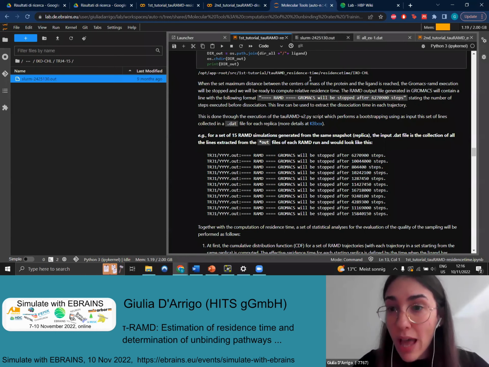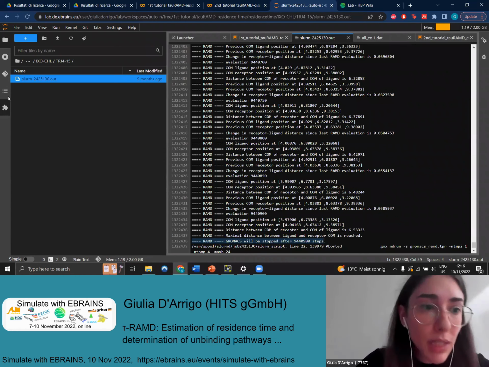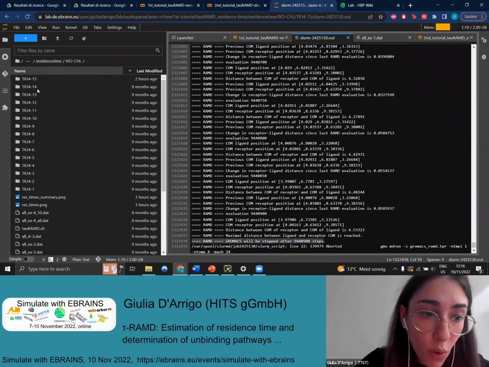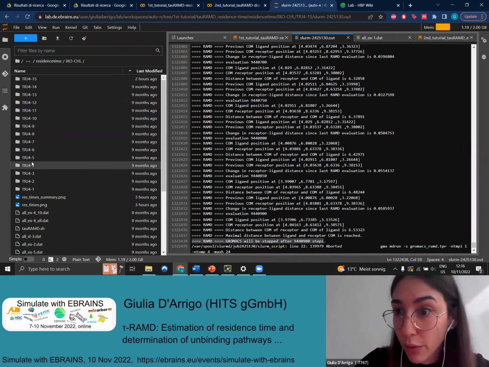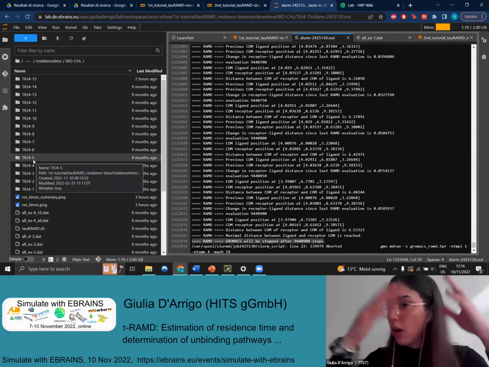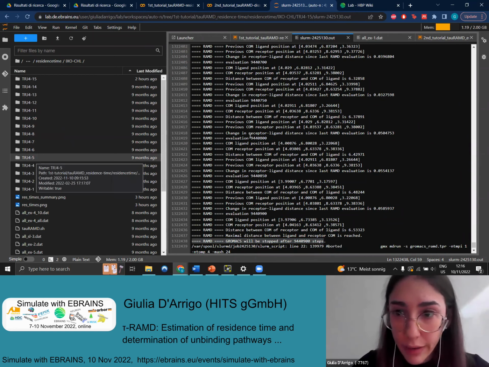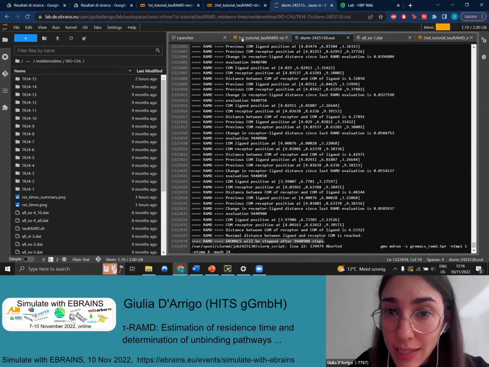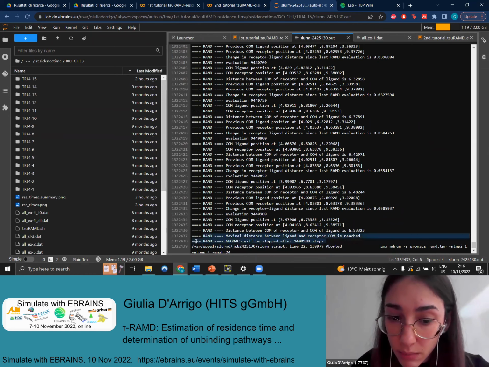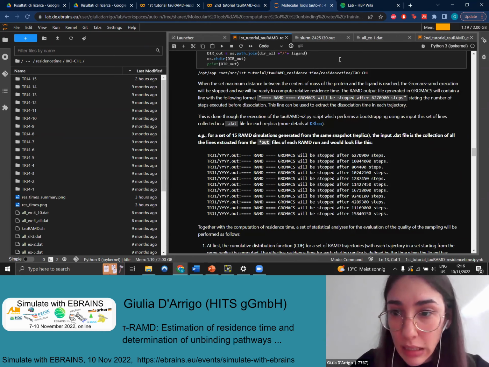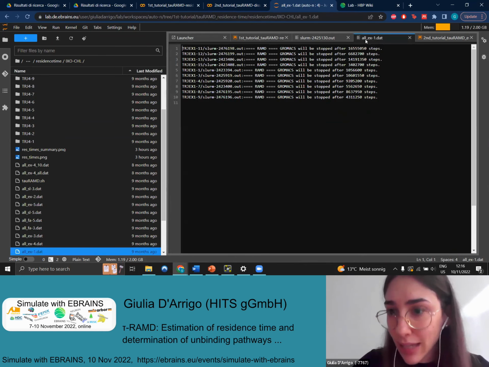And of course, we will have such a file for every RAMD trajectory that we run, so for all these 15 trajectories starting from the 4th replica, as well as for replicas 1, 2, 3, and 5. So what we do is collect this line in a .dat file that will look like this. We have a collection of all these lines, and this is the number that we're going to use for the estimation of the residence time.